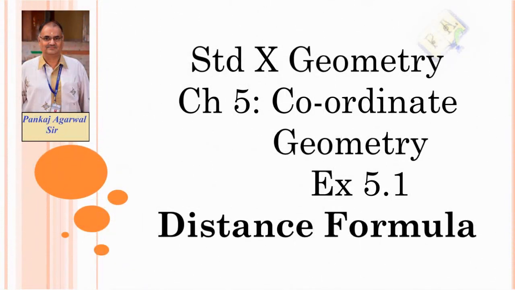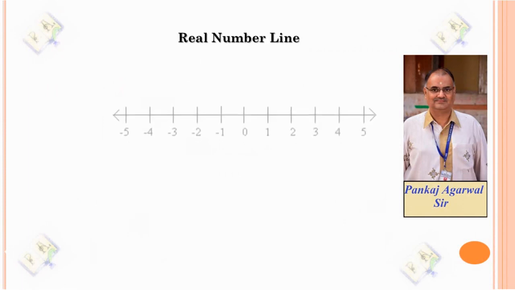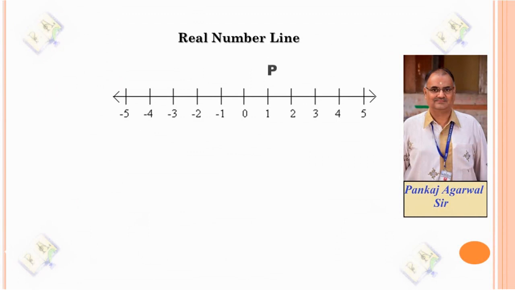Hello friends, let's begin with Standard 10th Geometry, Chapter 5 Coordinate Geometry, Exercise 5.1, in which we will talk about the distance formula. Let us revise something from Standard 9th. We have studied in Standard 9th that we have a real number line. Let's consider 2 points P and Q.